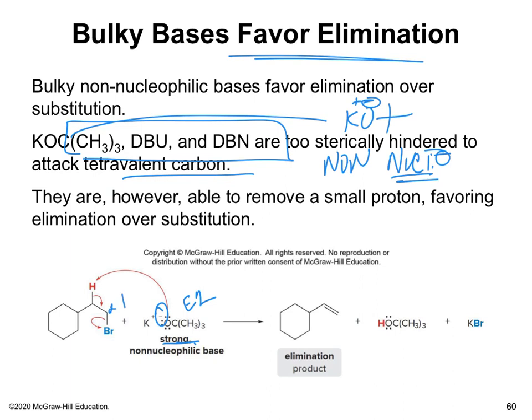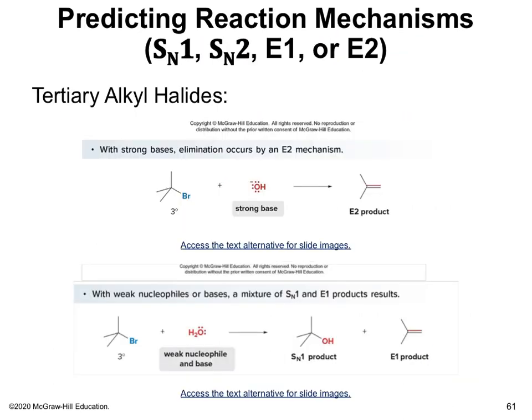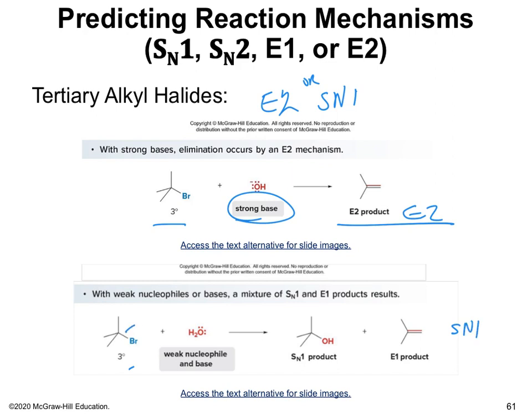This is an alpha, it's a primary, so there's only one hydrogen to choose from. That's going to be an E2. Tertiary alkyl halides, they can do either E2 or SN1. Okay, so that's what we're looking at. E2 or SN1. Here's a tertiary. If you have a strong base, it's going to be an E2 always. Here's a tertiary. You got a weak nucleophile. I'm going to go with an SN1 product.